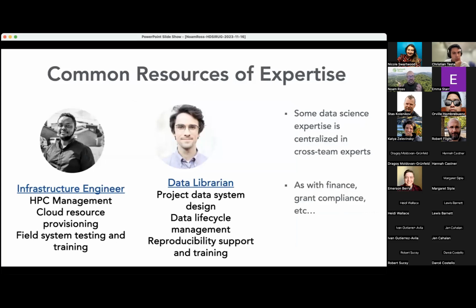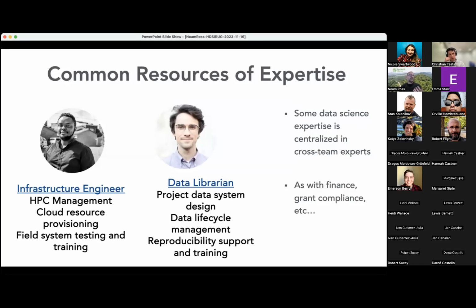And then we have central expertise that we build in. So we're an organization with 35-ish people as scientists. Within the data science space, we have 2 people who act as the common resources for the organization. We have an infrastructure engineer and a data librarian.